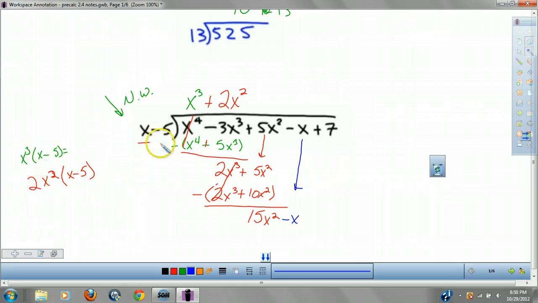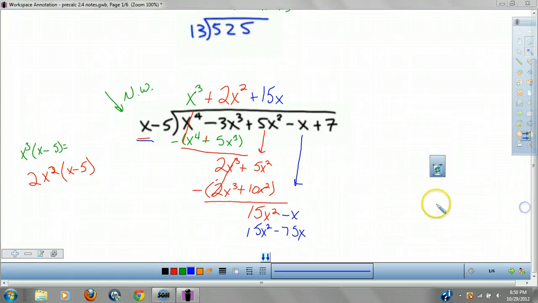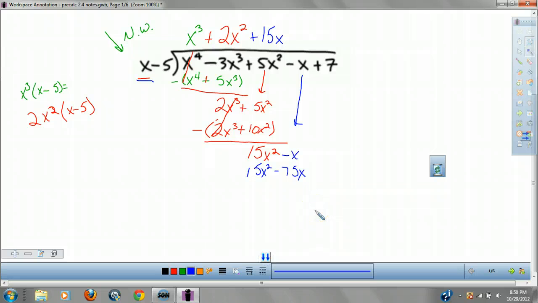How many times does x go into 15x squared? Well, it goes in 15x times, because what's x times 15x? It's 15x squared. 15x times negative 5 is negative 75x. Okay, so we do some fancy addition. Or should I say subtraction? Subtraction is the addition of negative numbers.